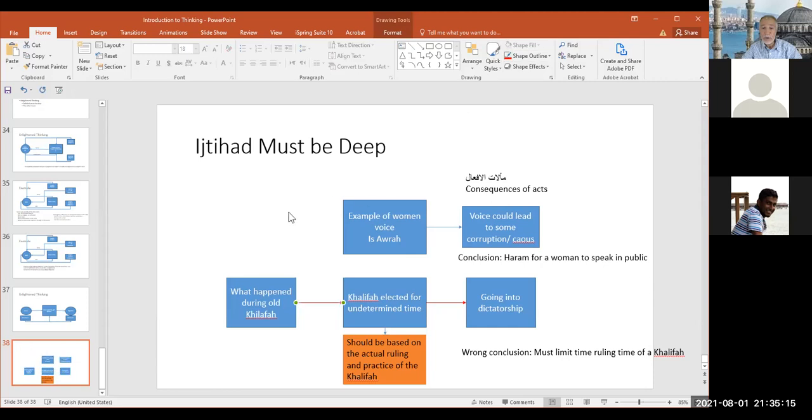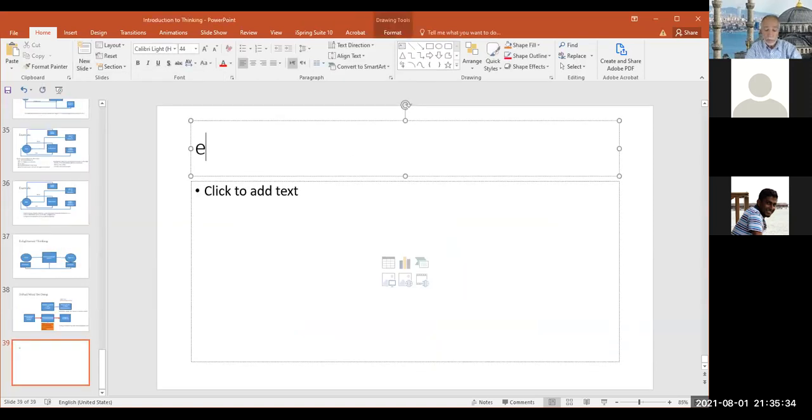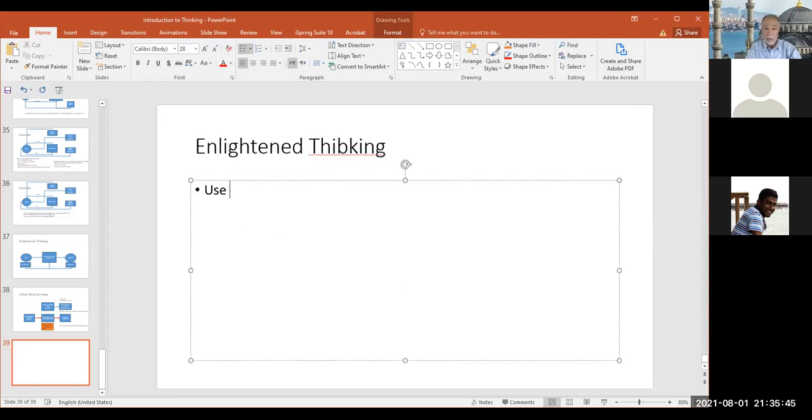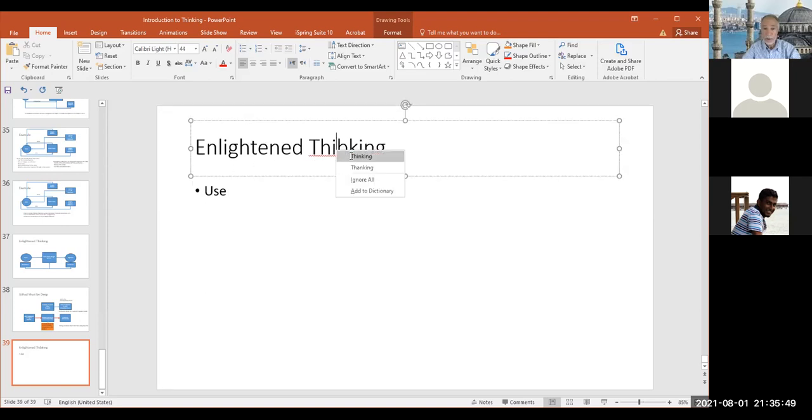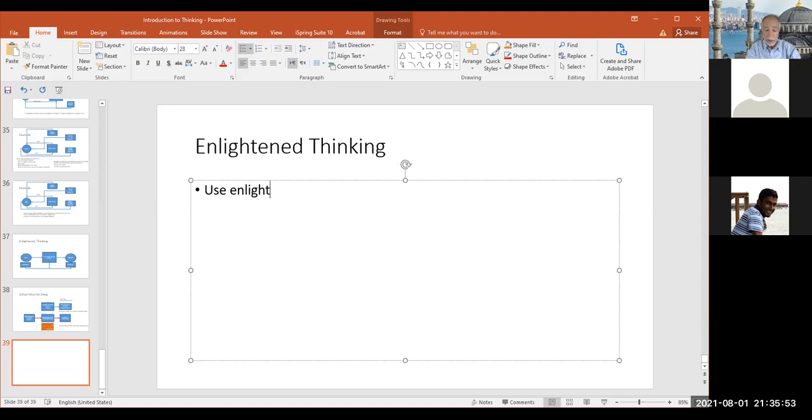and this one is invalid. So using the enlightened thinking in the wrong place is dangerous, and not using the enlightened thinking wherever it's needed is also dangerous, so that's very important. So here, I can come up with a conclusion, or I would call it golden rules. Why do I keep doing this instead of thinking? Use enlightened thinking in place of deep thinking when deep thinking is required.